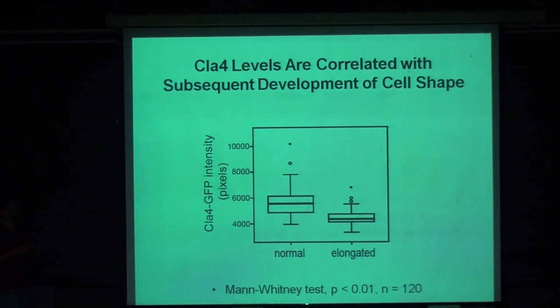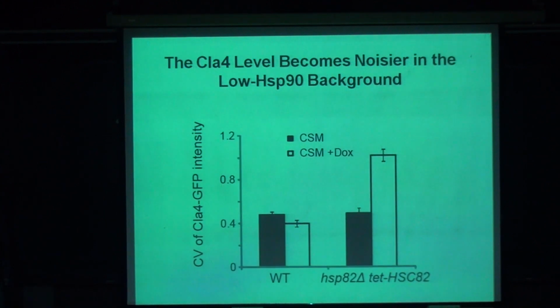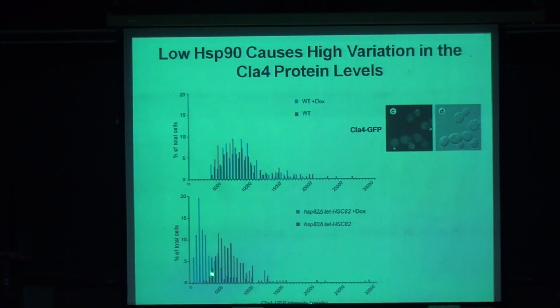We followed those cells, because using the microscope we can watch live cells and follow how the cell grows. And we confirm that if the cell has a low Hsp90 protein level, most of them will become elongated. And for those normal cells, most of them have higher protein levels. So this confirms that when we look at those populations, one population will have rounded cells and the other will become elongated.